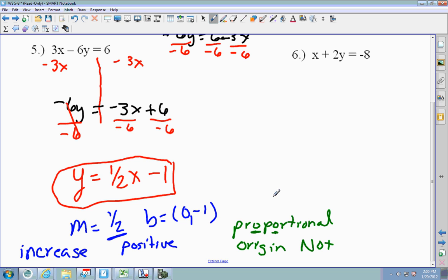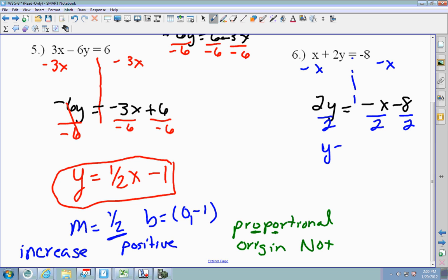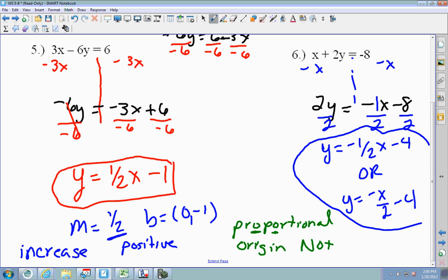Let's look at the next one, number 6. Let's solve for y right here. You would first subtract x from each side. You get 2y equals negative x minus 8. Divide by 2. All right, now right here, there's a couple ways you can write this. You get y equals, this is a 1 in front of that x, so I have negative 1/2 x minus 4. Or you can even write it y equals just negative x divided by 2 minus 4. Both of those are correct.